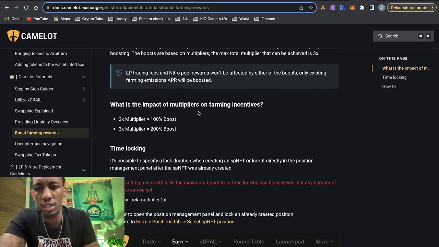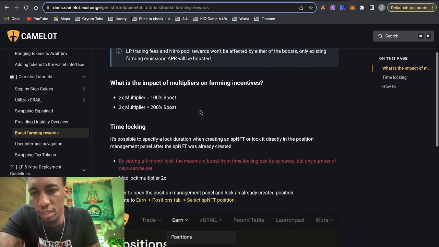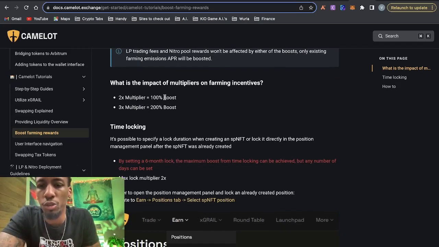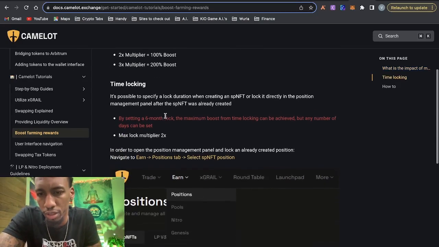So it says, what is the impact of multipliers on farming incentives? So 2x multiplier gives you 100% boost. So if your APR is 100%, you get 200%, I'm guessing. And a 3x gets you a 200% boost.